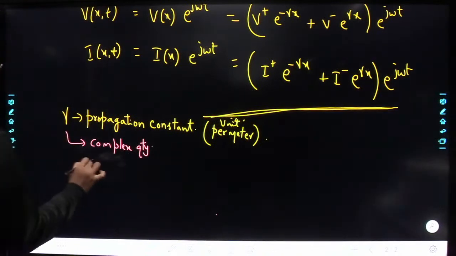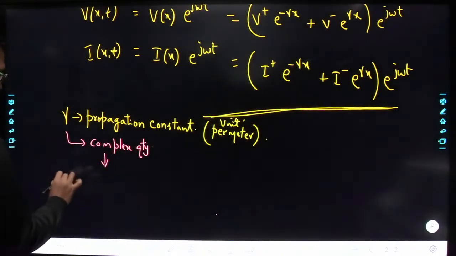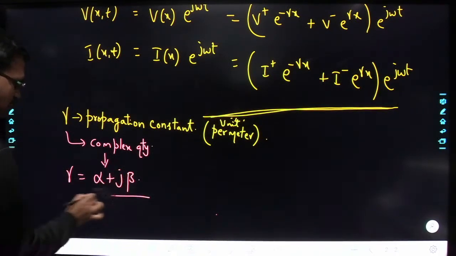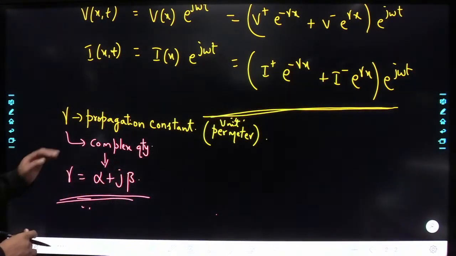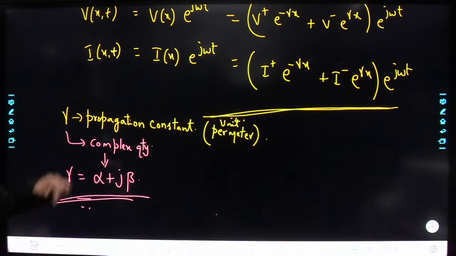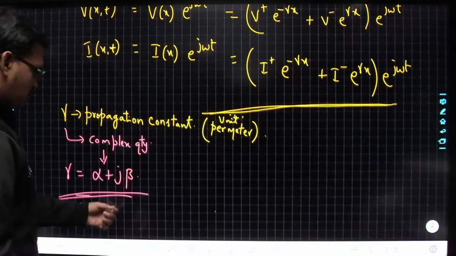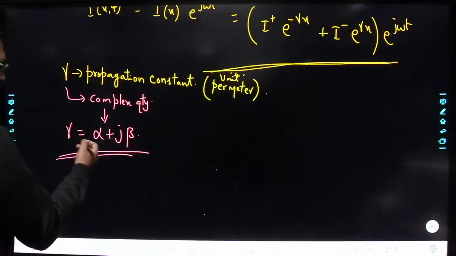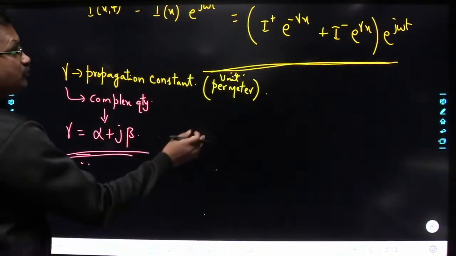So generally we will represent this complex quantity as gamma equal to alpha plus j beta. We will see what we mean by alpha, what we mean by beta, and what we mean by gamma. All these things we will see as we proceed into the subject.